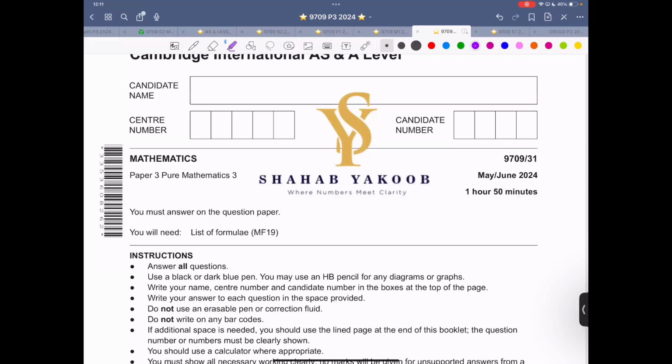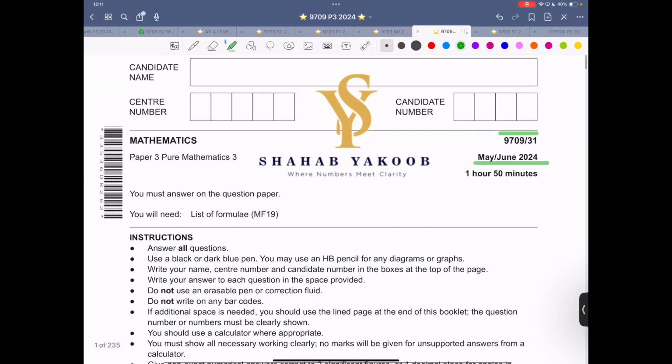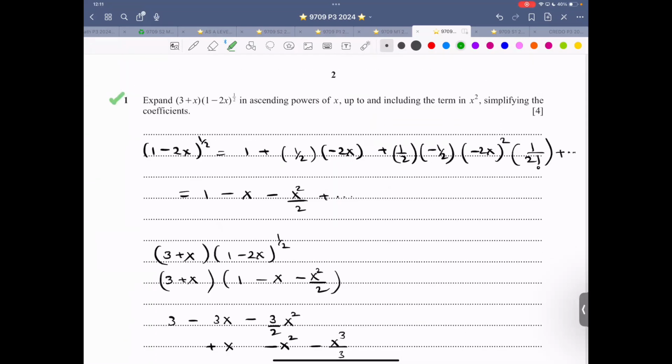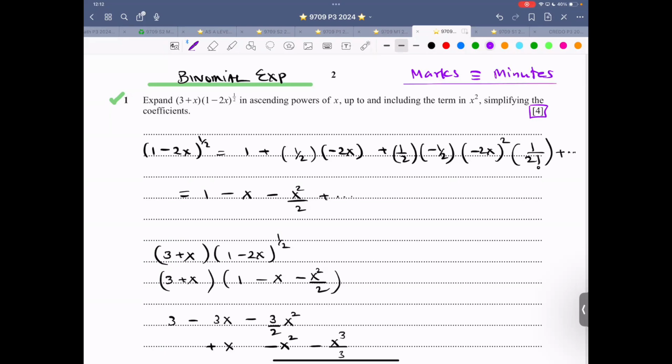Now, in this particular video, we are focusing on May-June 2024, variant 31. So now let's look at this first question. The first question is about binomial expansion. It's a pretty simple, basic question of binomial expansion, and it's worth 4 marks. Remember, the number of marks should equal the number of minutes when you are trying out something in the non-examination mode, and that is the maximum.